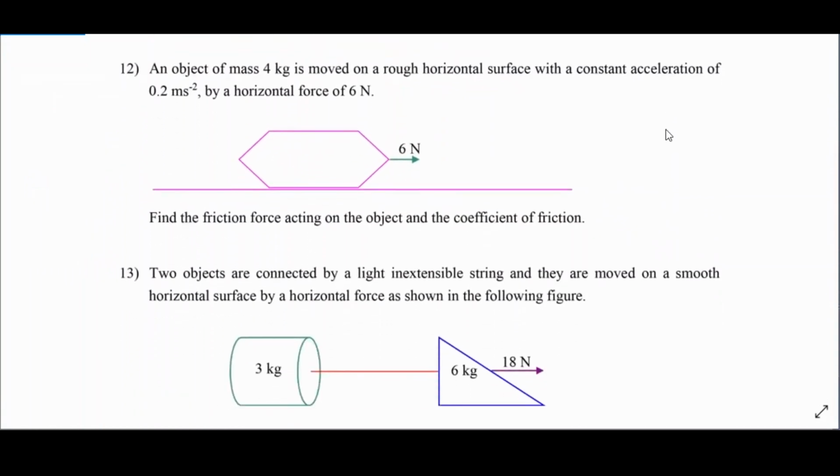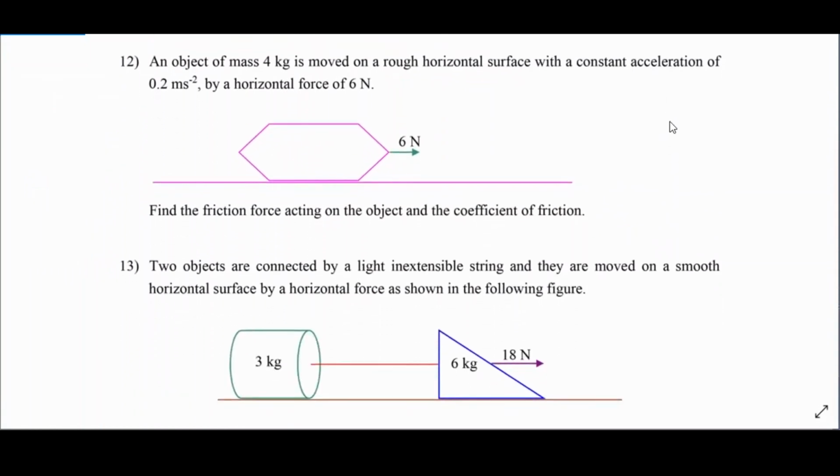Right, somebody unmute the mic and read question number 12. An object of mass 2 kilograms moving on a rough surface. What is the meaning of rough here?